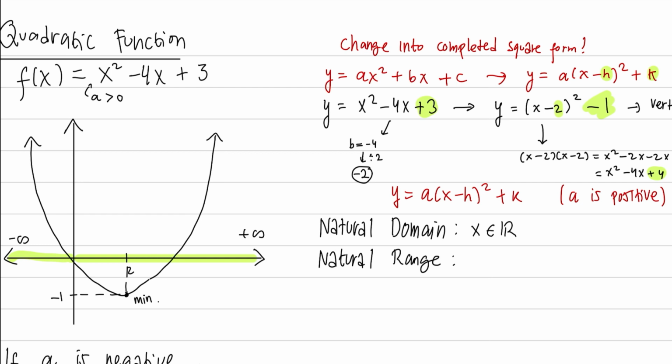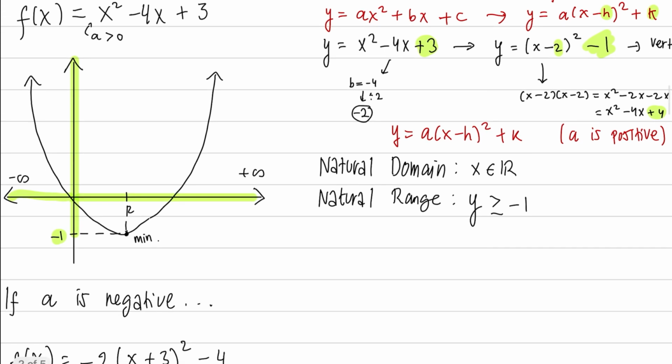But our natural range is different, because we have a minimum value of y equals minus 1, and the graph is facing upwards, which means that the range will be minus 1 and up. Means that our range is y more than or equal to minus 1.